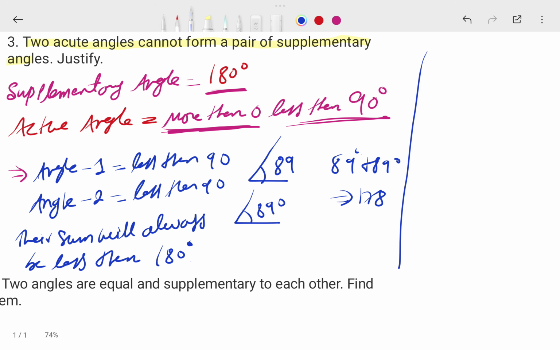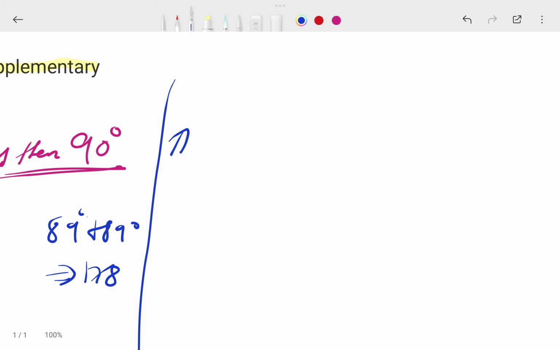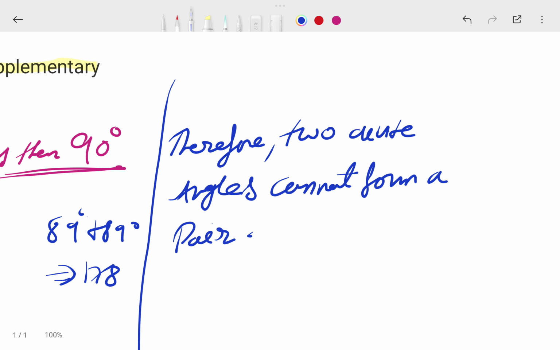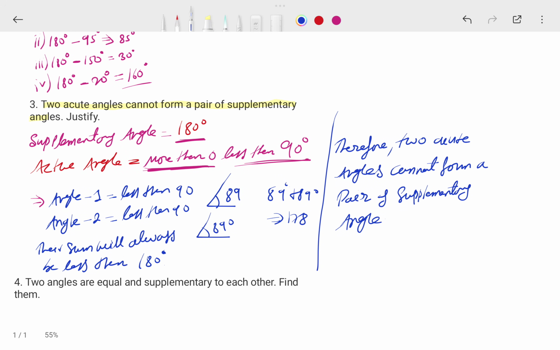So therefore, here you can write, two acute angles cannot form a pair of supplementary angles. So this is the answer to your third one.